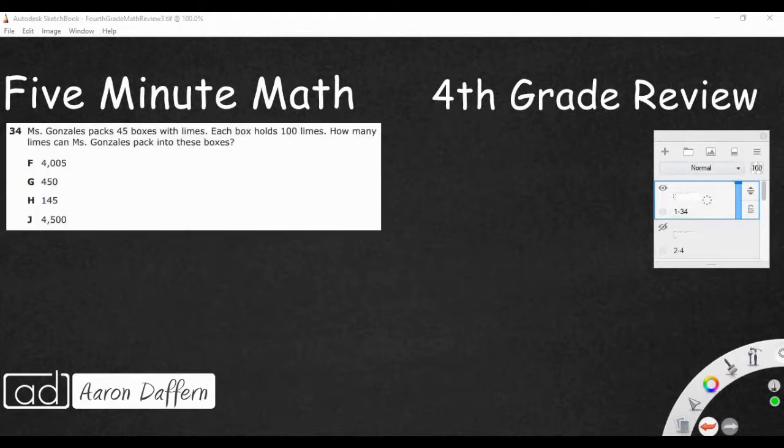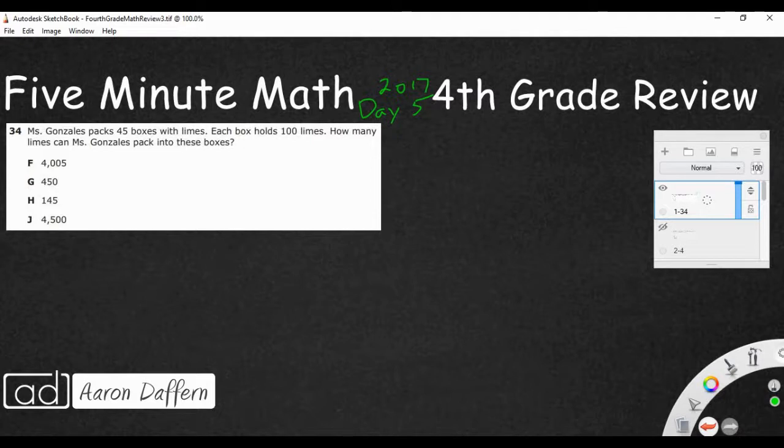Today we are looking at day 5 of our 12-day review of 4th grade mathematics. As always, we are looking at the 2017 release STAR test. We're kind of using that to walk through all things 4th grade math. So today we're looking at two problems, both dealing with multiplication.